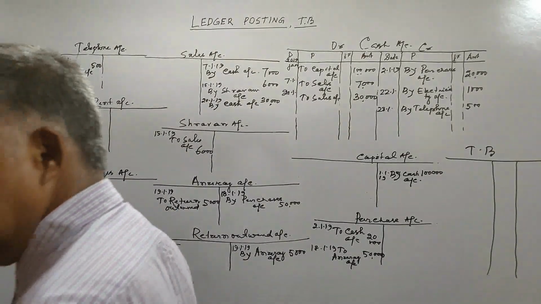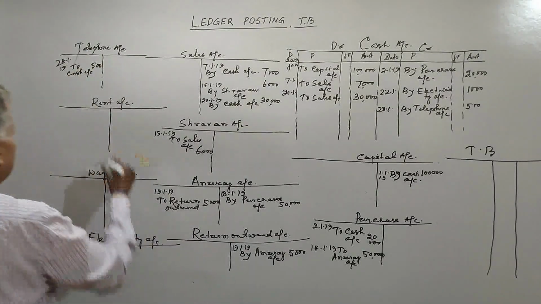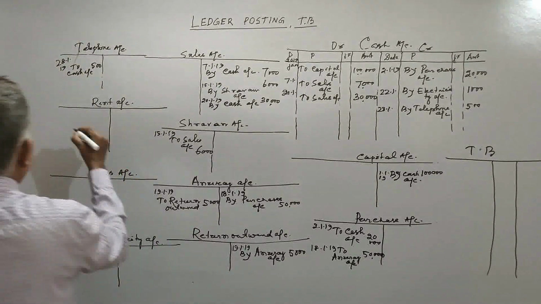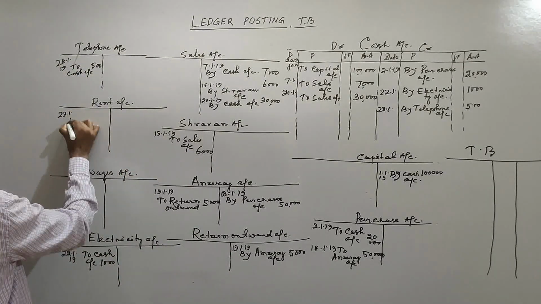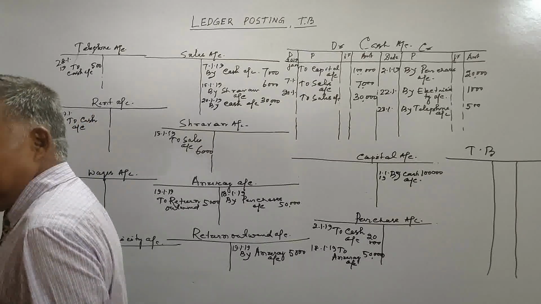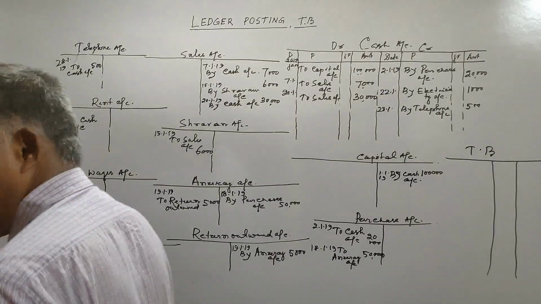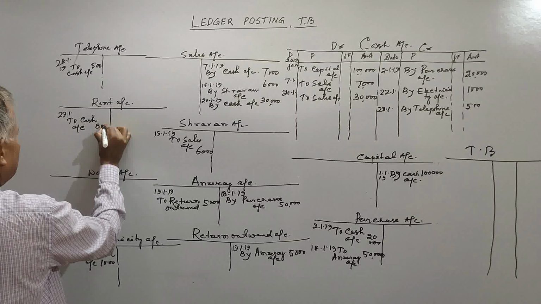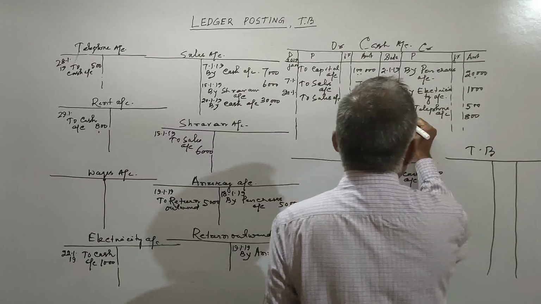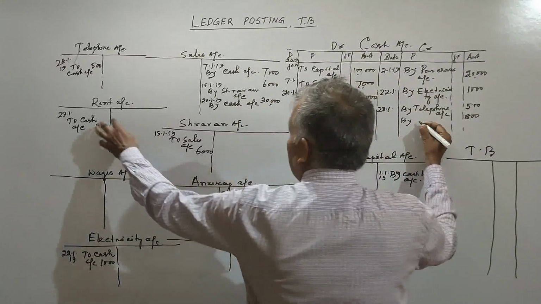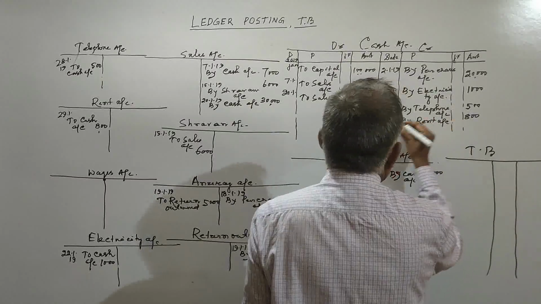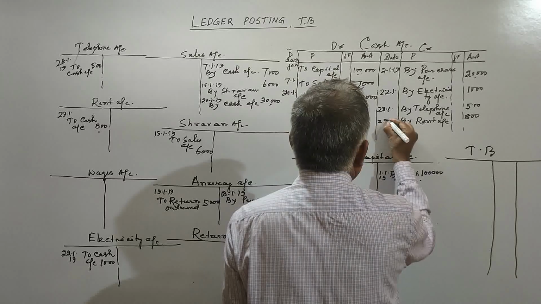Then paid rent 800. Rent account debit. This is on 30th, 29/1. Rent account debit to cash account. How much is it? 800. So this is 800. Go to the cash account. Write 800 here. By rent. Write the other account. This is on 29/1.